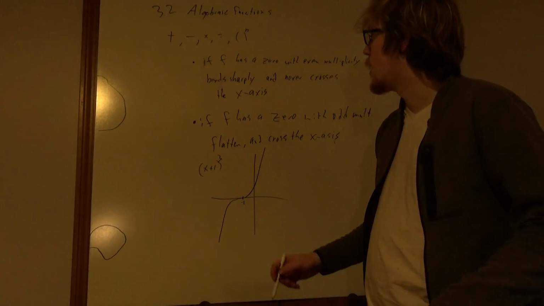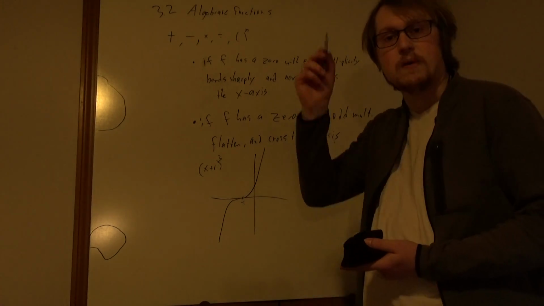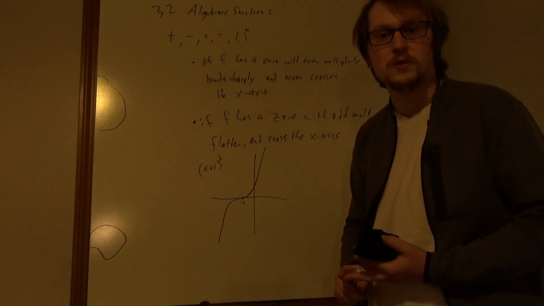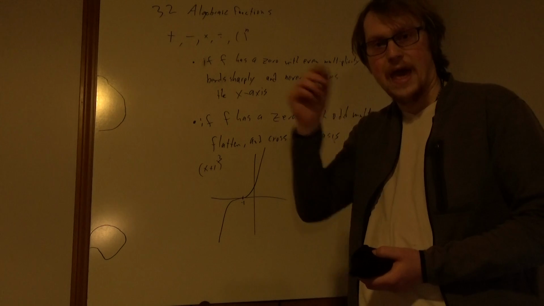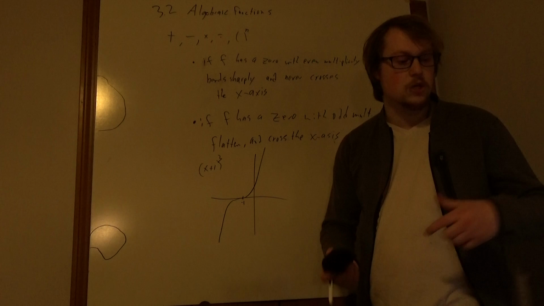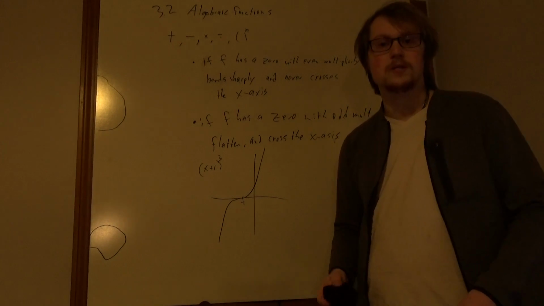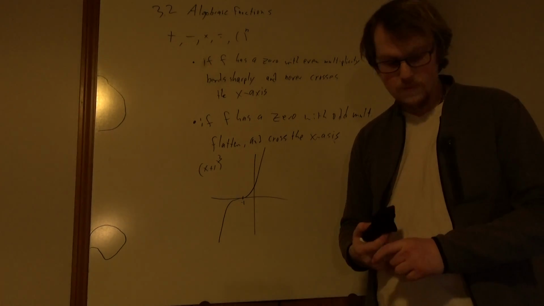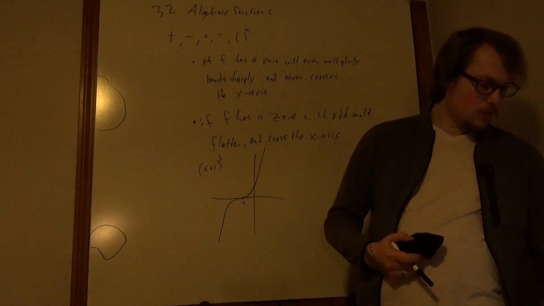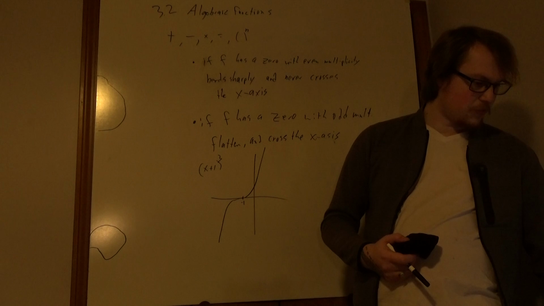So for even multiplicity, it bends sharply away and only touches the x-axis, and for odd multiplicity, it flattens out and crosses the x-axis. And so these two facts can be used in conjunction with everything else to give a better sketch of the graph. I think that's the end of the notes that I prepared, because that's the end of 3.2.